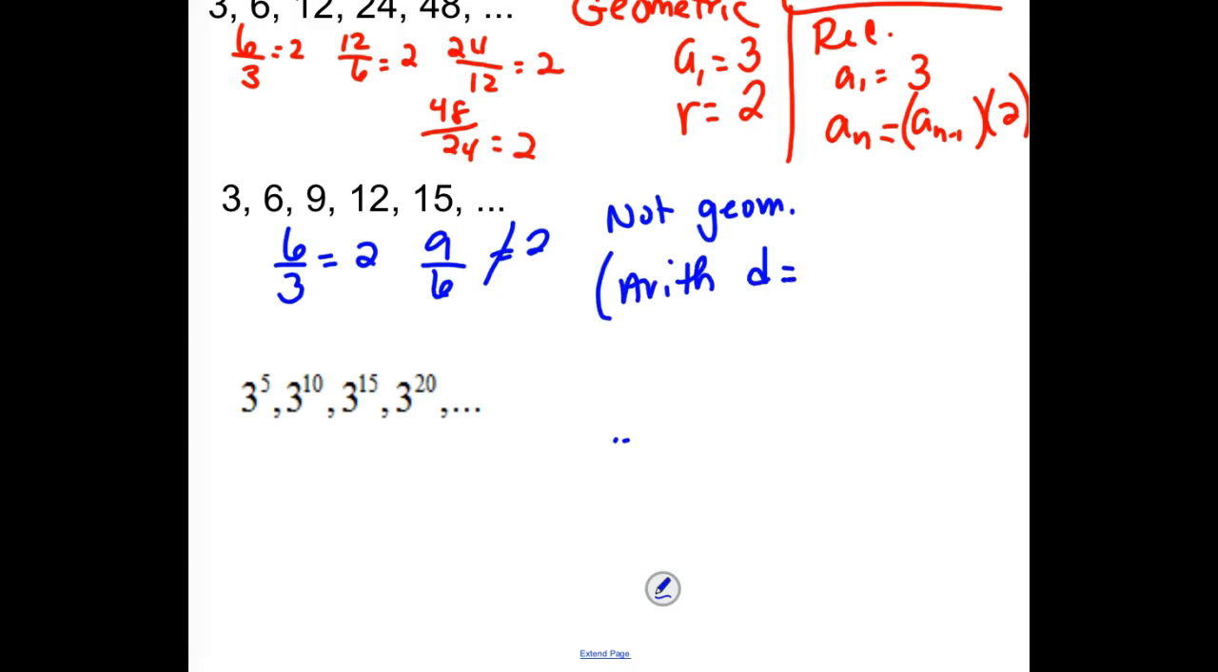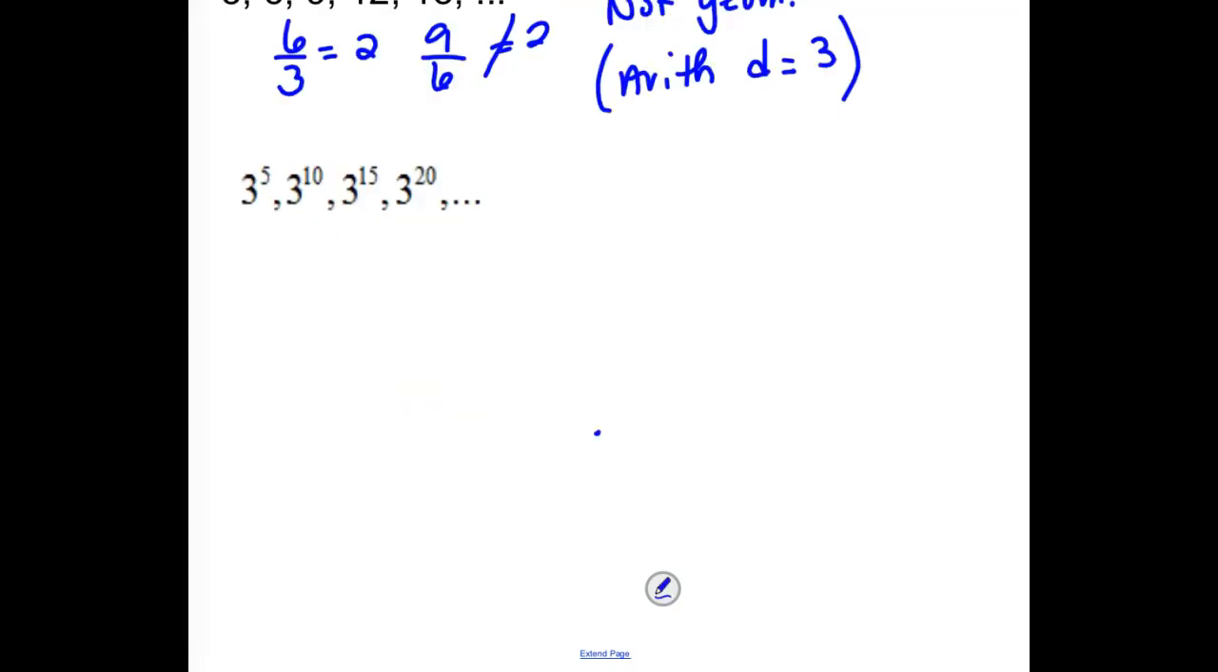What's your common difference? 3, right? We're adding 3. So not geometric, but arithmetic. The next one is written in a slightly different form than we're used to seeing. We have 3 to the 5th, 3 to the 10th, 3 to the 15th, 3 to the 20th.